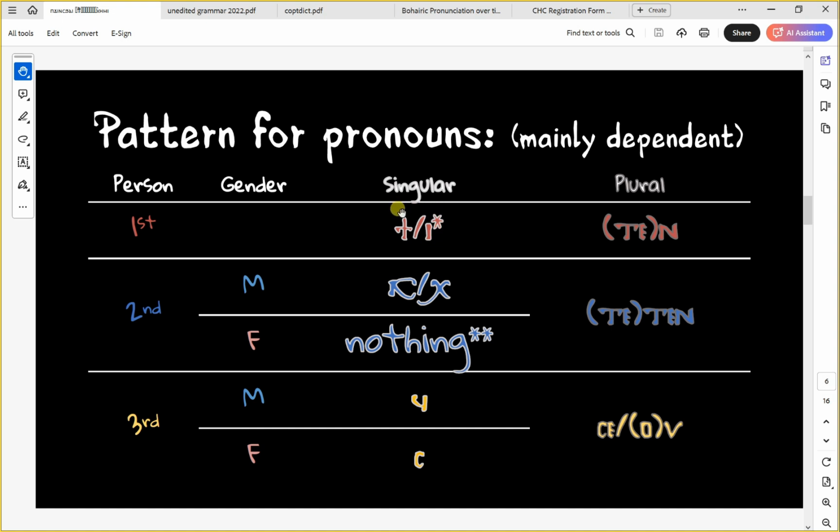So I didn't say this earlier. T is if it's the prefix form, and then E is if it's elsewhere, but there are exceptions. So that's why the star is here. So the stars are for the exceptions.